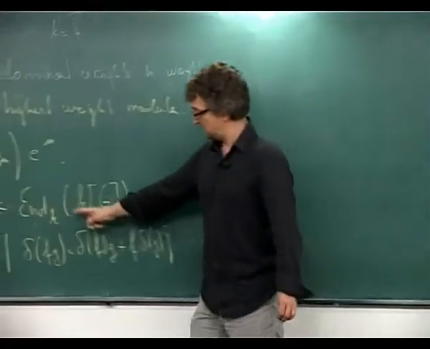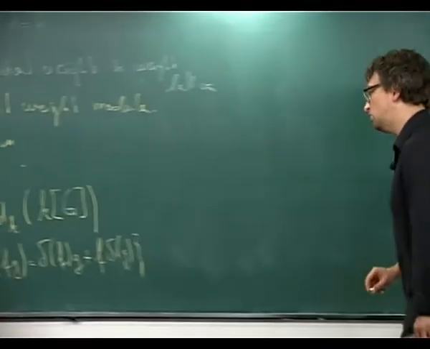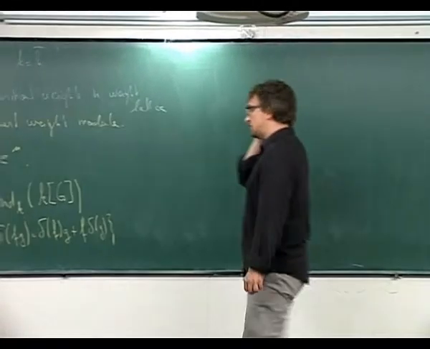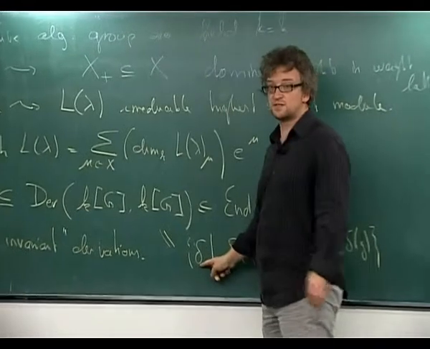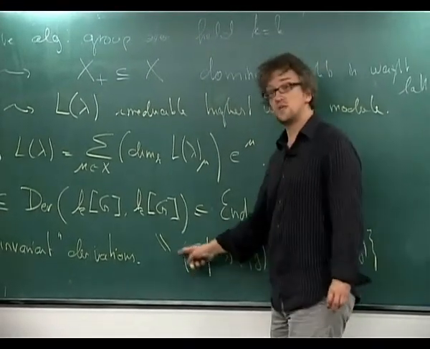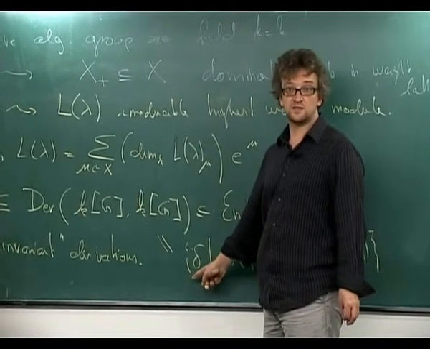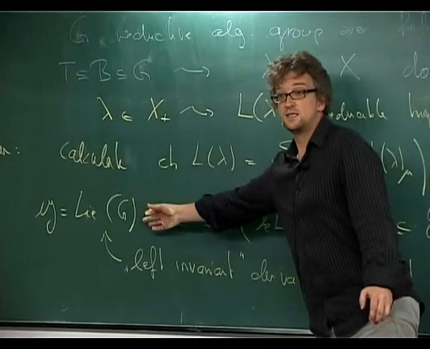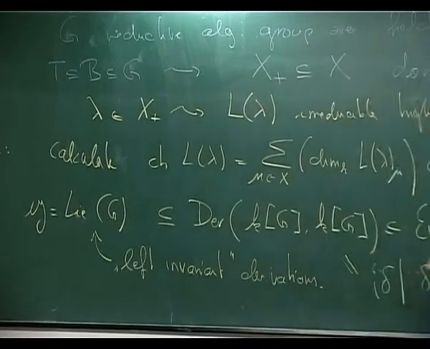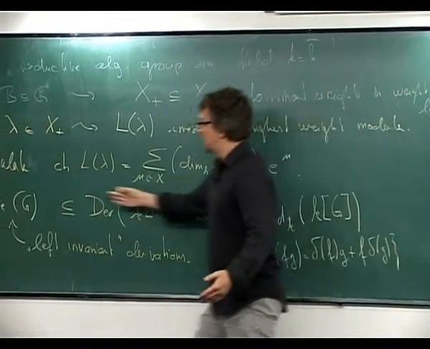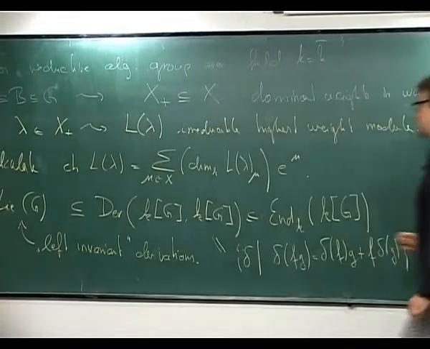So the linear endomorphisms that satisfy this Leibniz rule. And you know that the composition of two such endomorphisms in general does not satisfy the Leibniz rule. The commutator of two such endomorphisms does. And this makes this set of invariant derivations into a Lie algebra. So these are all vector fields, and these are the left invariant ones.